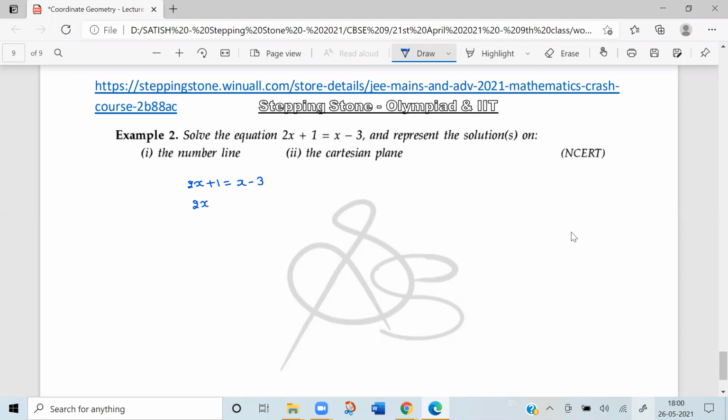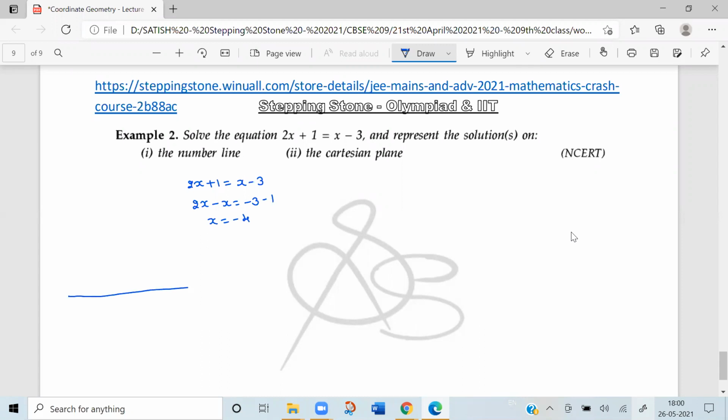3/4. Think once again, 4/3. Minus 4/3. Again wrong, continuously wrong. How many times will you make a mistake? 2x minus x equal to minus 3 minus 1. So x equal to minus 4. You are making several mistakes. So x equal to minus 4, you have to plot on the number line and the Cartesian plane.